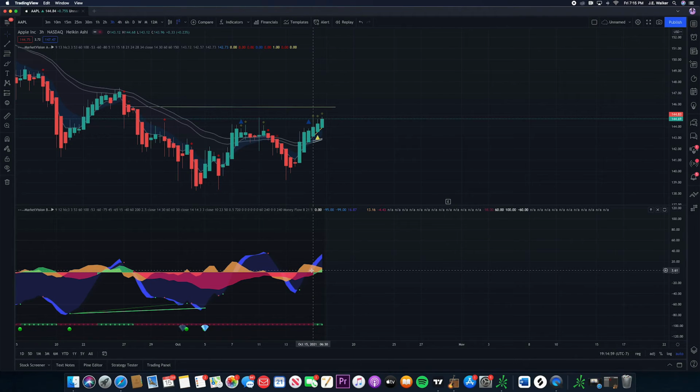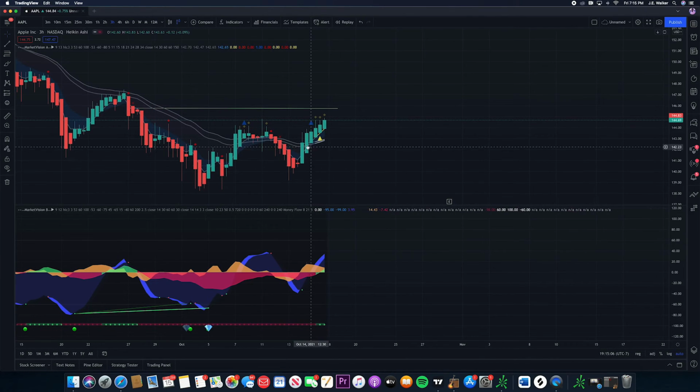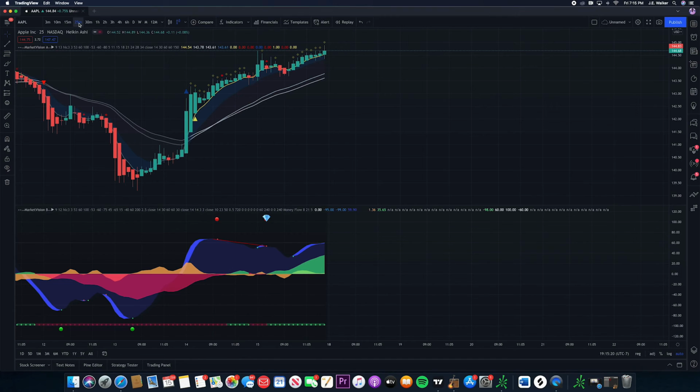If your VWAP, your egg yolk, is above a certain point, like if it's coming above the 0 line, you want to be looking for long positions because you want to be following the trends. If it's coming below the VWAP, you want to be looking for short positions. Always look at the higher time frames to determine what the market is doing.